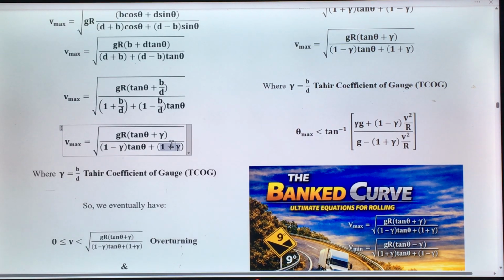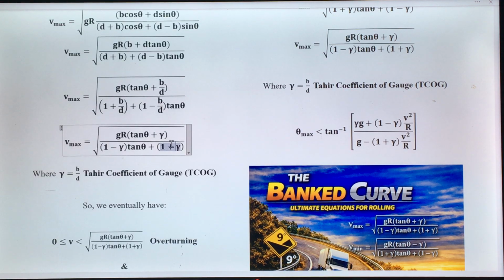This expression, guys, is very similar to the one obtained for skidding. You see the similarity in nature, in natural philosophy, in the theory of relativity, inertia, gravitation. Do you see the nature working in there? Open your eyes, please. Sleeping for the last 300 years. Okay, so where gamma is equal to b over d.